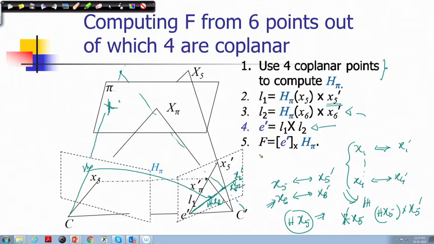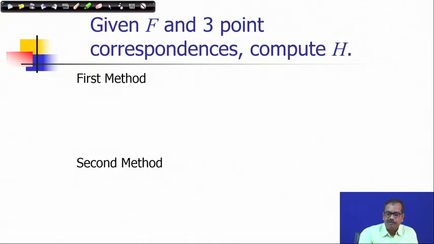Now the fundamental matrix can be defined as E prime cross H, and you can compute it. So, using these 6 points you can compute the fundamental matrix. Now, here the problem is in the reverse. You have been given a fundamental matrix and 3 point correspondences, and then you need to compute H.